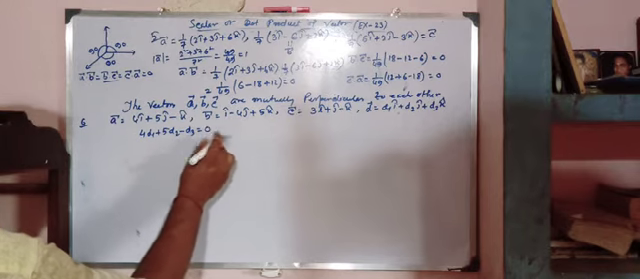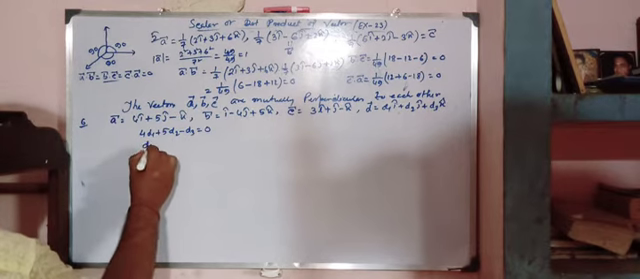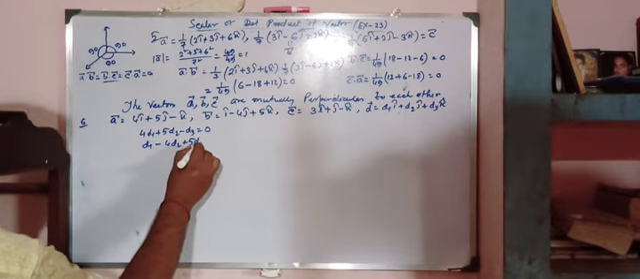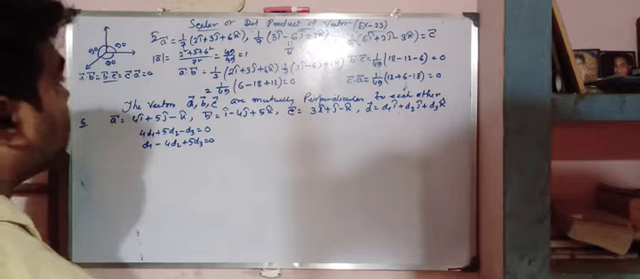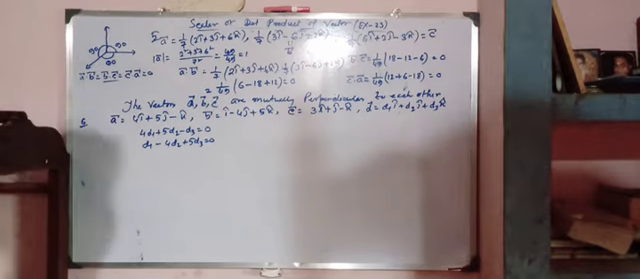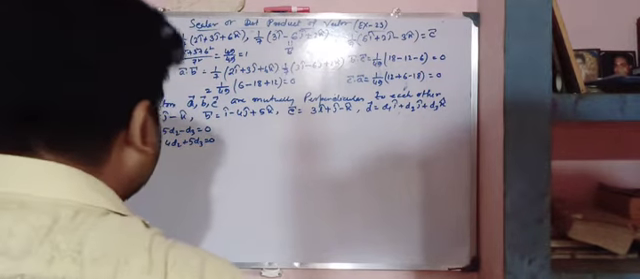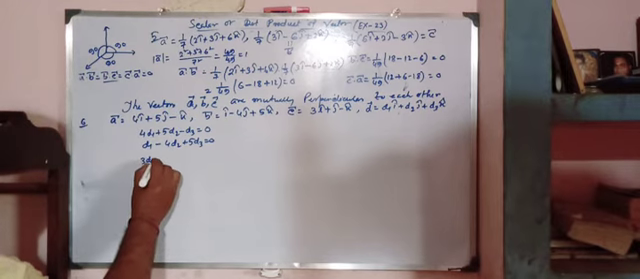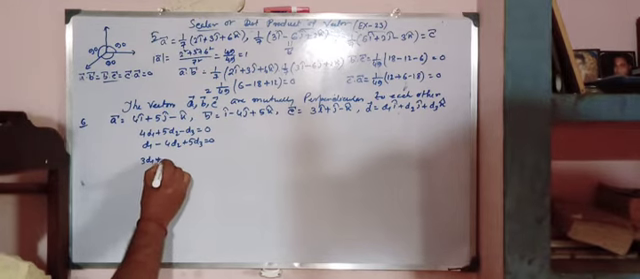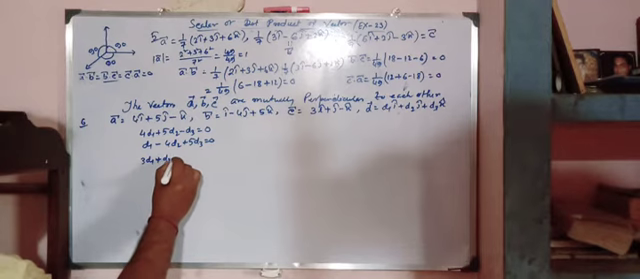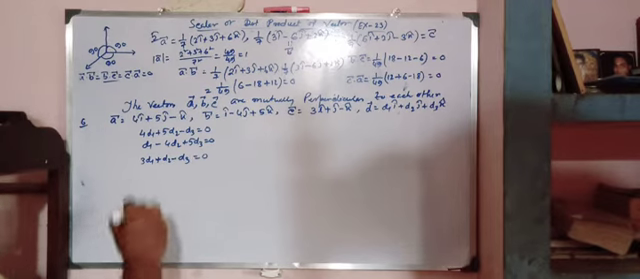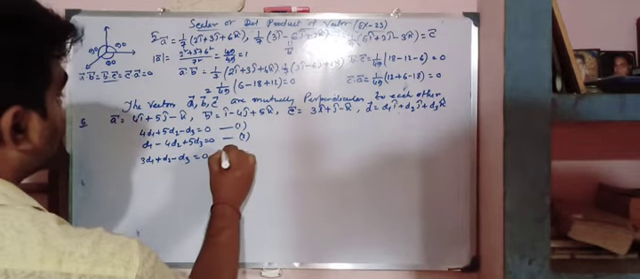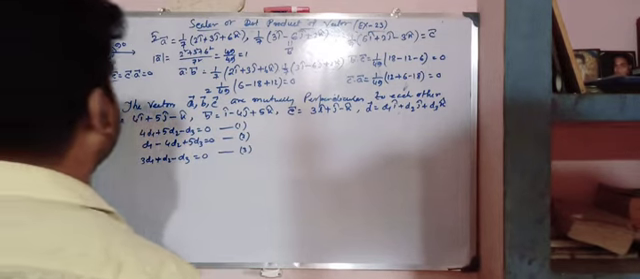is equal to 0. D1 minus 4D2 plus 5D3 is equal to 0, and lastly 3D1 plus D2 minus D3 is equal to 0. So this is 1, 2, 3.